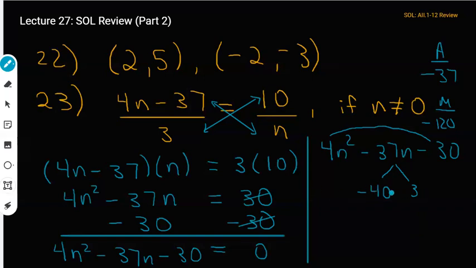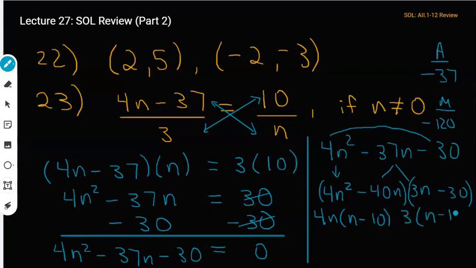So now I've got my two numbers. I'm going to put variables on them so I don't get them confused with anything else. So I'm going to put n's on them. And now I can bring down my first and last terms, that 4n squared and that negative 30. And we're going to group them together. So what can I take out of the first group? 4n. I'm left with n minus 10. What can I take out from the second group? Just a 3. I'm left with n minus 10. That's a good sign because these match up.